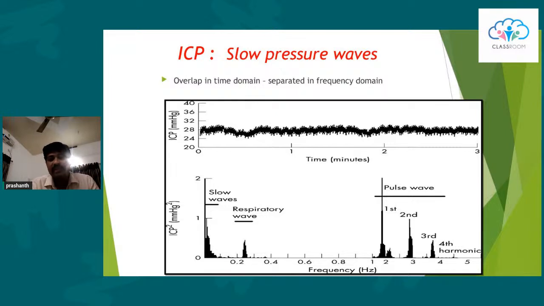But when you actually break these waves down, you will see that on the extreme left you have the very slow waves, which are very small in amplitude and very slow. The frequency is also very low. This is followed by the respiratory wave, with a frequency of around 3 hertz. They are slightly faster than the slow waves, but they also occur less frequently. Then you have our pulse wave or the arterial waves, which are smaller in amplitude, but they occur more frequently.